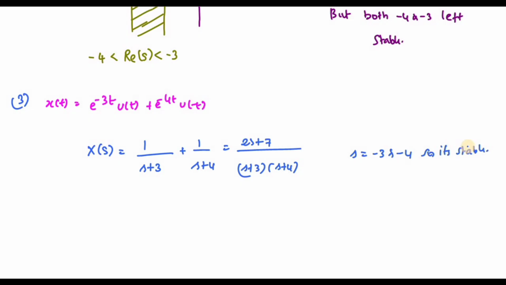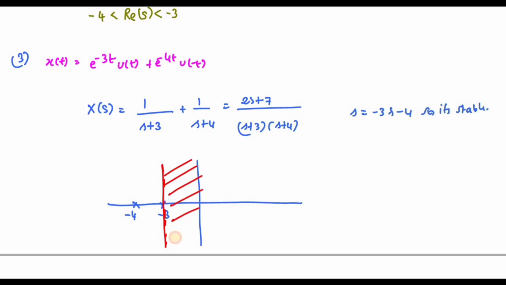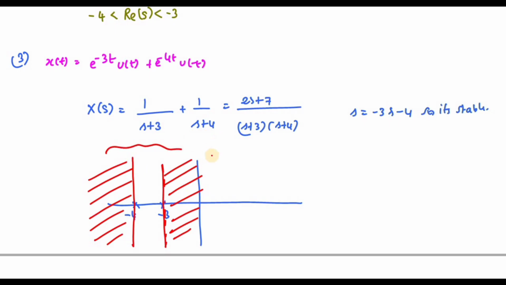And if I want to plot, you can see this is minus 4 and this is minus 3. So u(t). Since it is u(t), you have to draw the ROC like this, right? So the ROC must be like this. And for e power minus 4t, the u(t) must be from here, right? It should be at the left hand side. So this type of ROC does not exist, right?